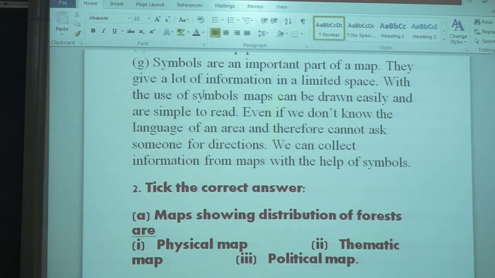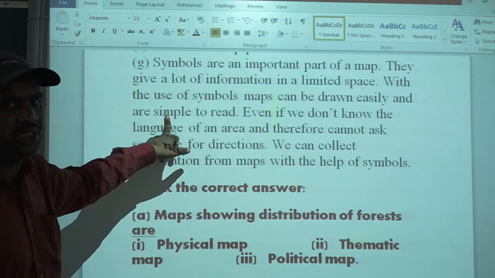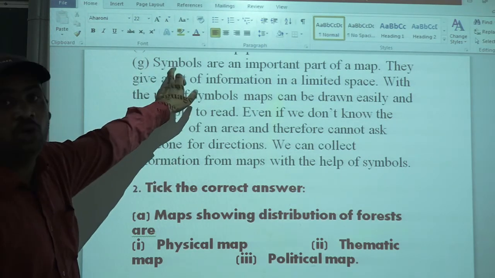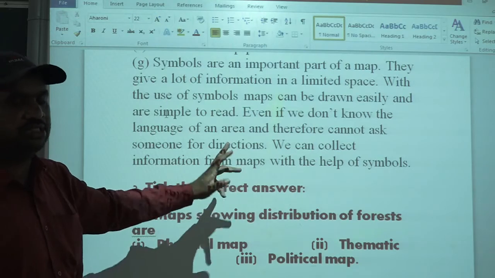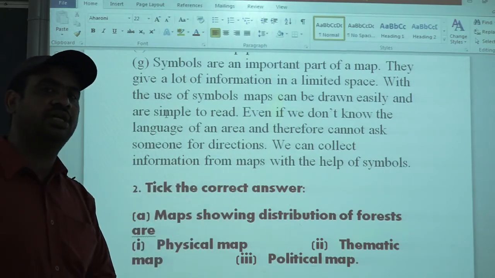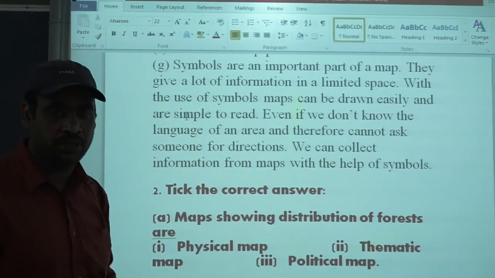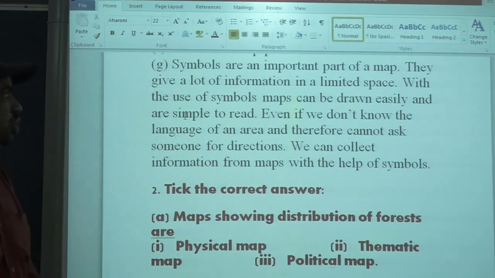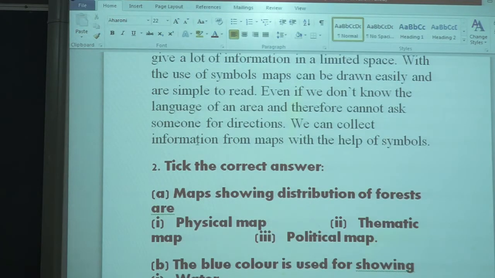With the help of symbols, maps can be drawn easily. They are simple to read. Even illiterate people, those who are not literate and those who don't know the language, for them also the symbols are very useful. For example, if any foreigner is coming to our country but doesn't know Hindi or the local language, the symbols are useful for him to understand the area. So even if we do not know the language, I told you now only.